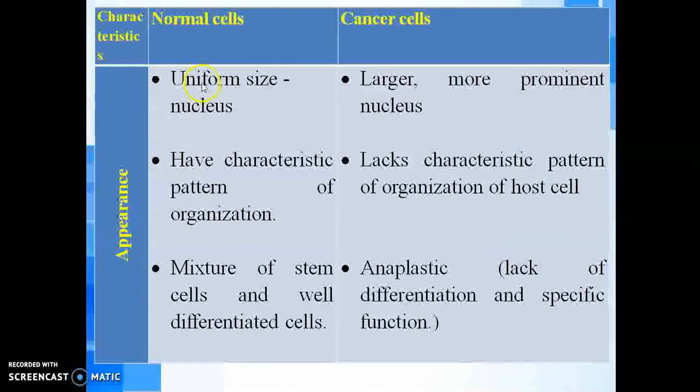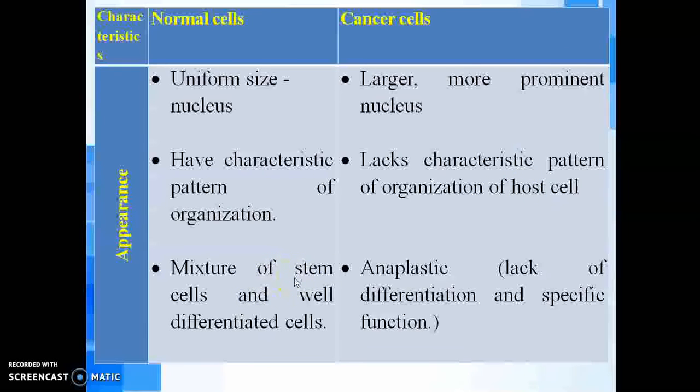And next, the size of the nucleus will be uniform. Meanwhile, in cancer cells, the nucleus size will be larger and more prominent. And in normal cells, there will be an organized pattern of growth, and in cancer cell, there is no organization.